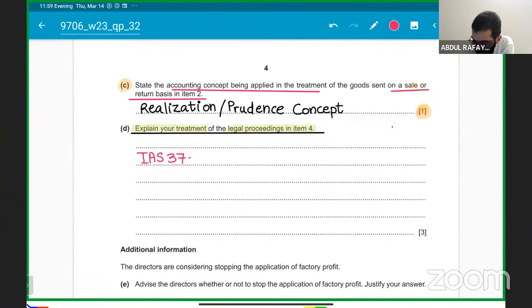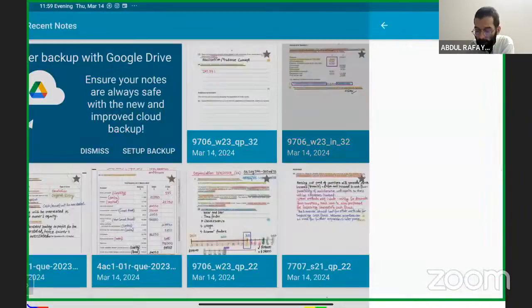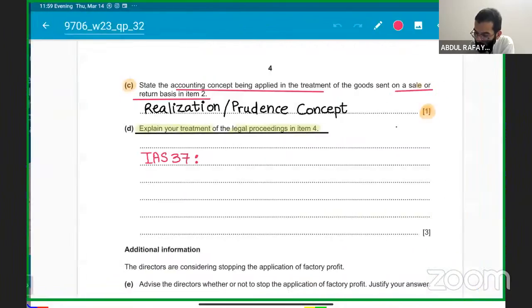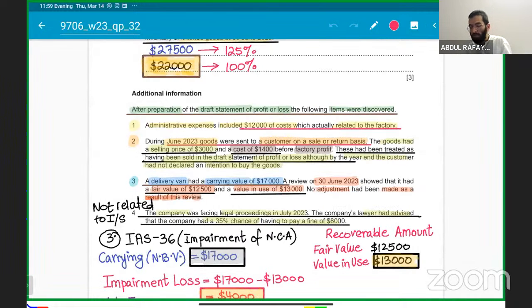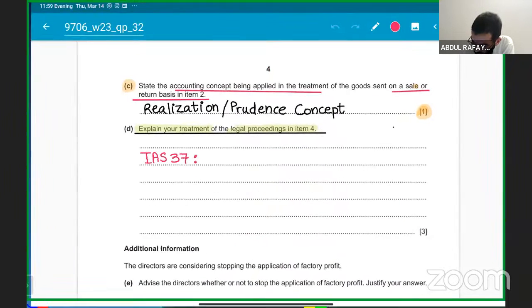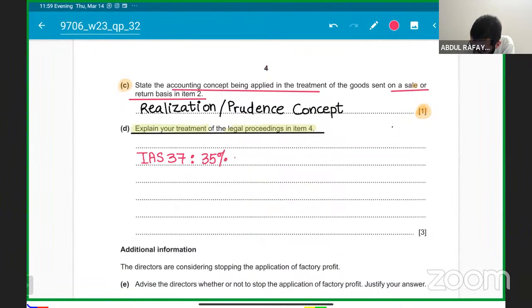1 mark will be for IAS 37. You can write down contingent liabilities and contingent assets. So IAS 37 is 1 mark you will get for writing down which IAS it is, and the other 2 marks will be for explaining, because there is a 35% chance. Follow carefully, guys. A 35% chance of fine means that there is less probability, less than 50%, of the case going against them.